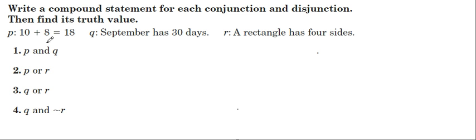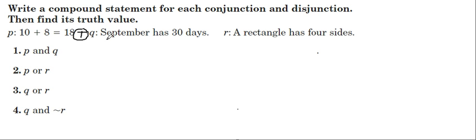Okay, we've got three statements here. Statement P, 10 plus 8 equals 18. Q, September has 30 days. And statement R, a rectangle has 4 sides. First thing we're going to do is assign a truth value to each of these. Look at P. 10 plus 8 equals 18. That is a true statement. Just want to label that true.